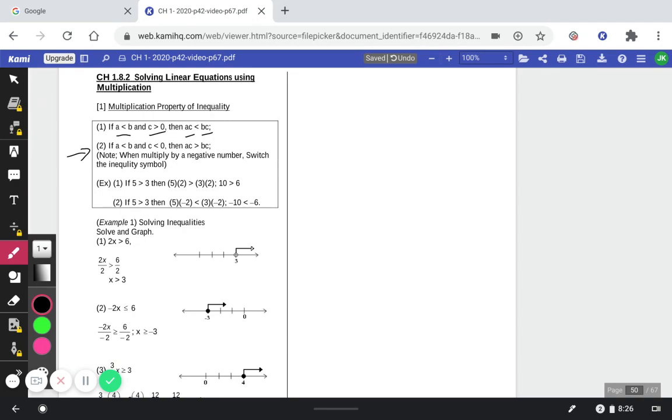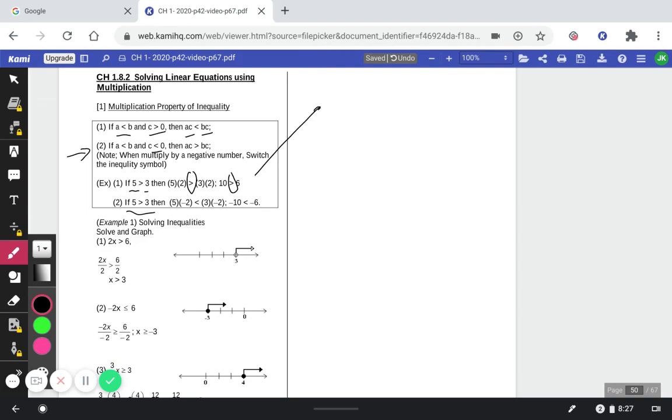But if the number that you're multiplying is a negative, then the sign changes. That's the one thing you have to be careful about. For example, let's say 5 is bigger than 3, which is true, and you're multiplying 2 on both sides. So 5 times 2 is 10, and 3 times 2 is 6. The direction of the sign doesn't change.